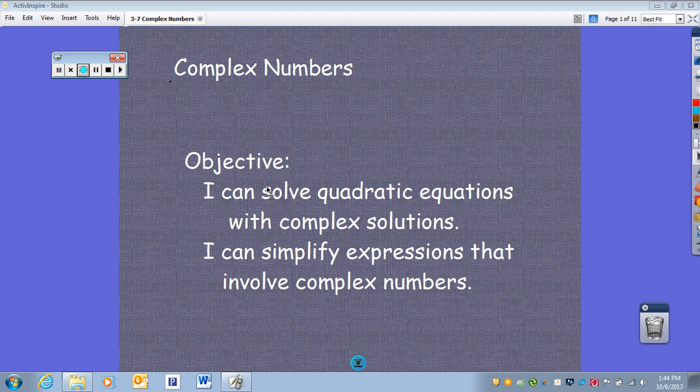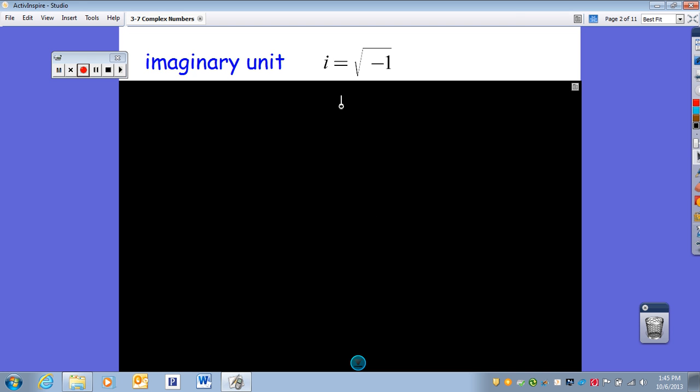In this lesson, we are going to be solving quadratic equations that have complex solutions, and then we are going to be able to simplify expressions that involve complex numbers. In Algebra 1, when we took the square root of a negative number, we said that that was not possible in the real number system, and we spoke about the imaginary numbers. Well, this is where we're going to talk about those imaginary numbers.